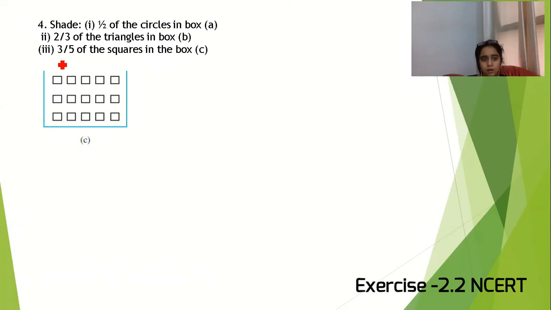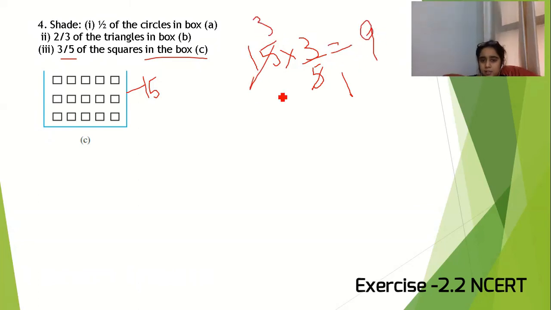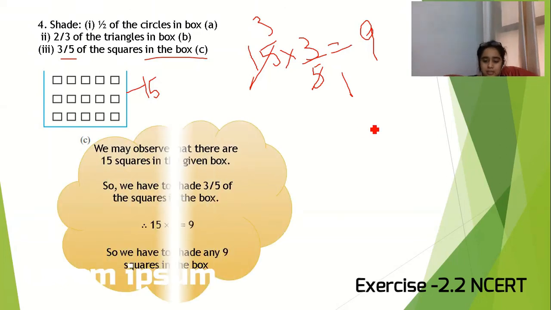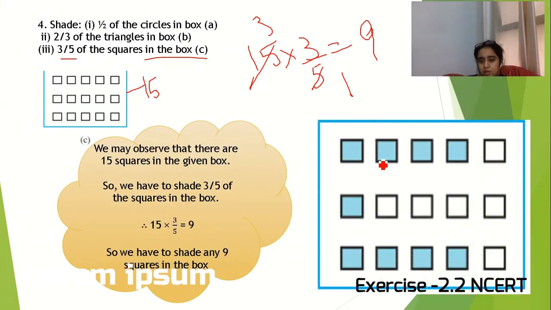The third part of this question is that we have to shade 3 upon 5 of the squares in the box. First we will count the total number of boxes: 5, 10, and 5 more. We have 15 boxes in this figure. So the total boxes are 15, and we have to shade 3 upon 5 of the squares. 5 1s are 5 and 5 3s are 15. It means we have to shade 9 squares in this box. It's not required to shade specific ones; you can shade any 9 squares in this question.